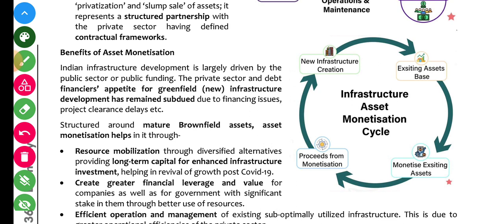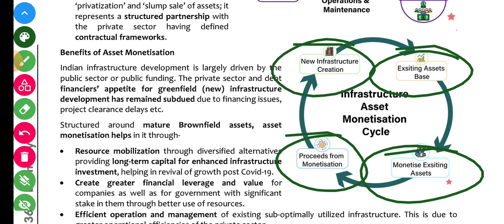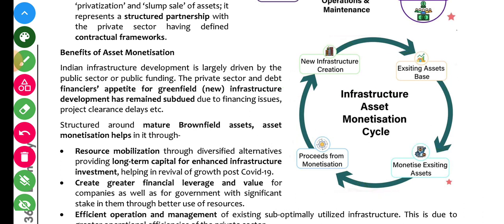The infrastructure asset monetization cycle: this is the existing asset base, monetize the existing asset, proceeds from monetization, and then new infrastructure created by the private sector. So keep this in mind.